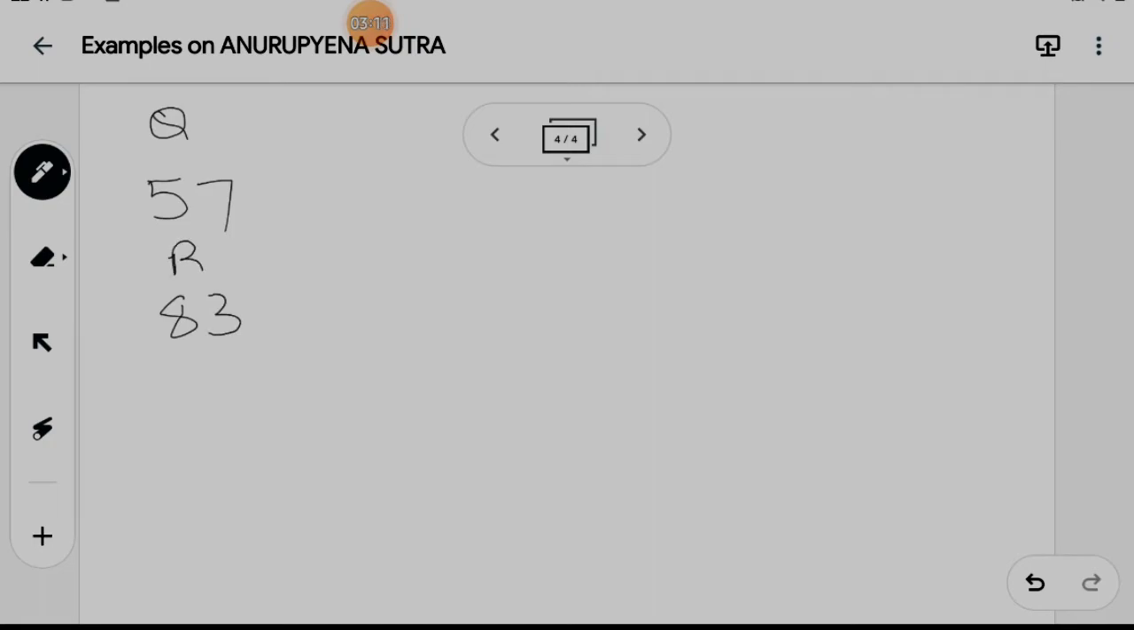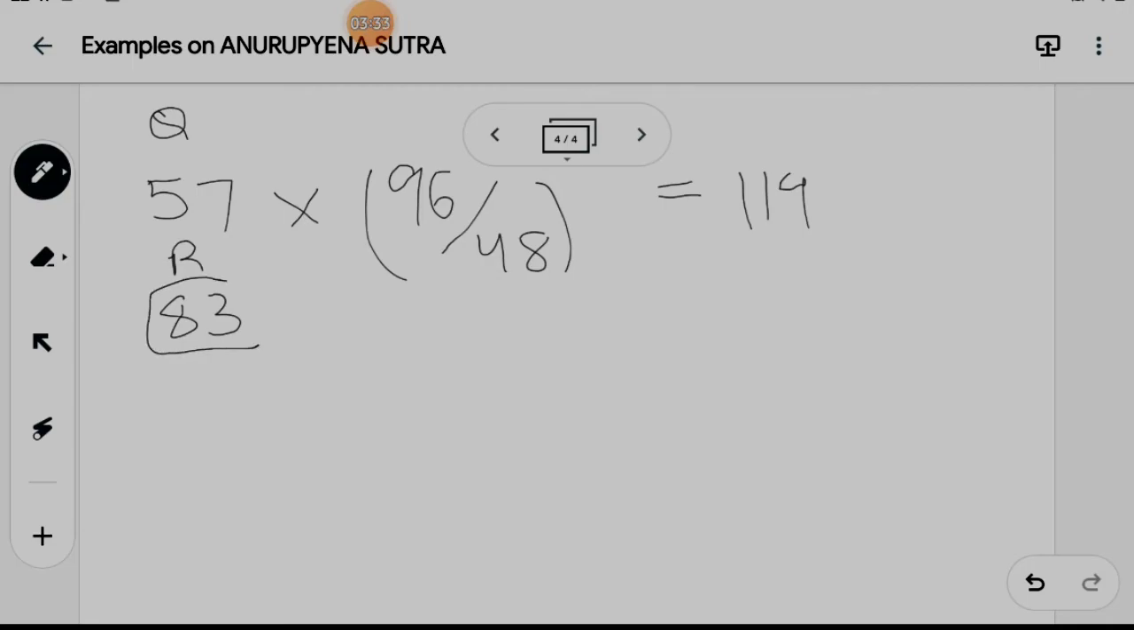Now the first rule states you're supposed to multiply the quotient with the multiple of the divisor that is used divided by the divisor, which is 96 by 48, nothing but 2. So 57 into 2 will give you 114. This is pretty simple. Now, the remainder which we obtain is far greater than the divisor. So what are we going to do? We're going to use the simple division calculation to find out the ultimate remainder and the quotient.